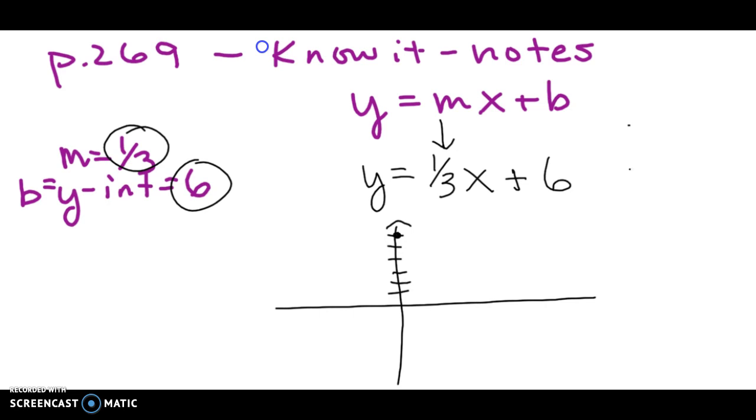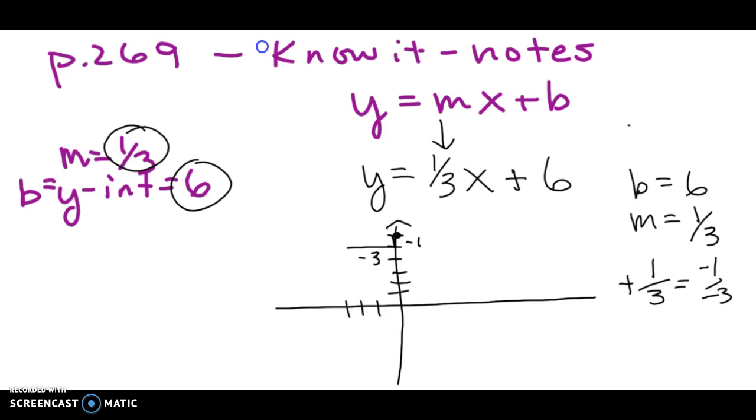And my slope says, I plotted my b value first, my slope says to go up 1 and over 3. Now, positive 1 over positive 3, isn't that the same thing as negative 1 over negative 3? Both of those are positive, aren't they? So if we run out of space at the top of our graph, we can simply come down 1 unit, and we could go back 3 units. 1, 2, 3. Negative 1 over negative 3 is the same as positive 1 over positive 3.